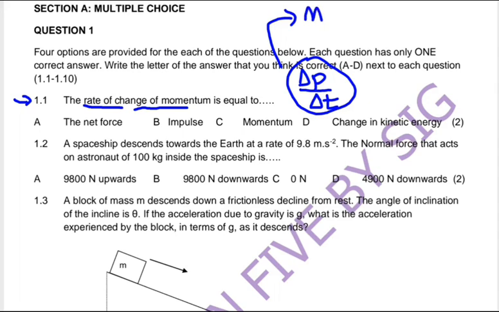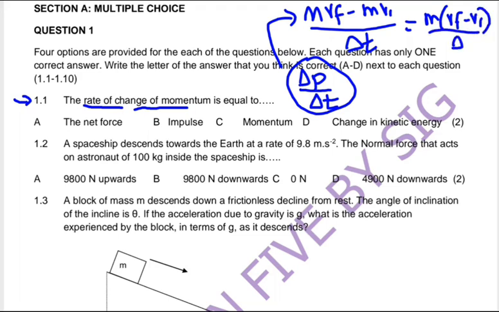So it's mVf minus mVi over delta T. You can factor out m and remain with Vf minus Vi all over delta T. Now the quantity Vf minus Vi over delta T is acceleration. So this works out to ma. And we know that ma is the net force. So 1.1, the answer is A.